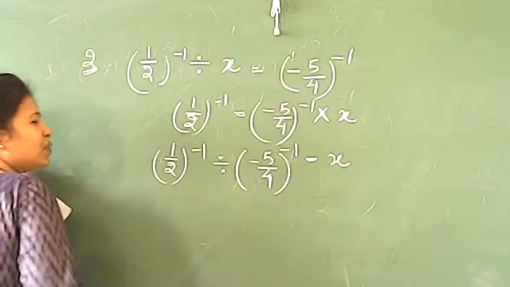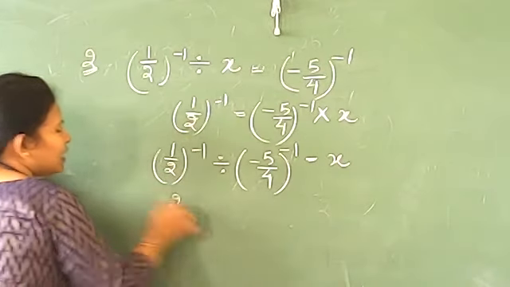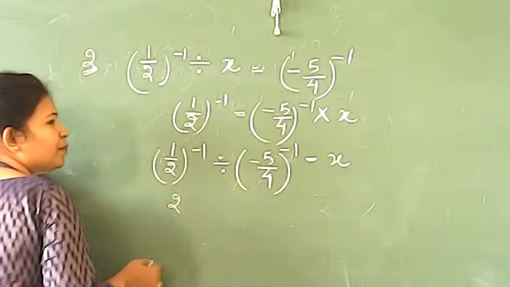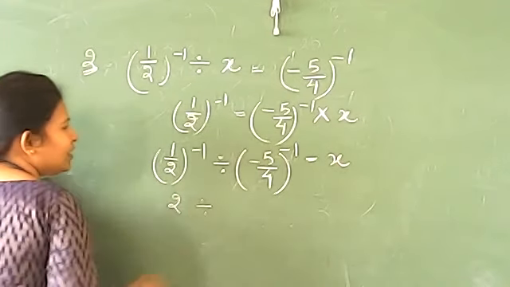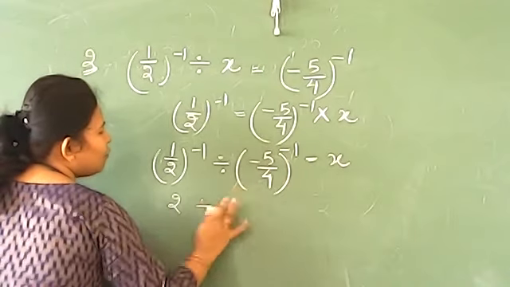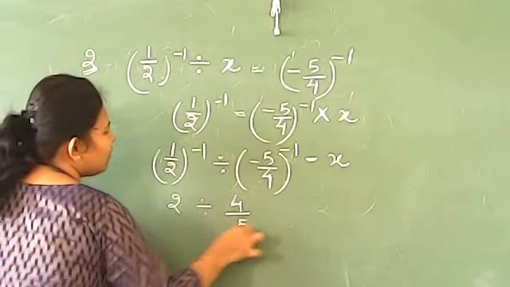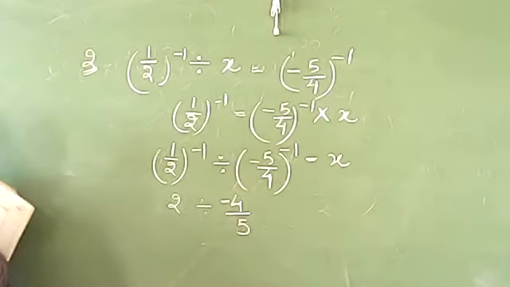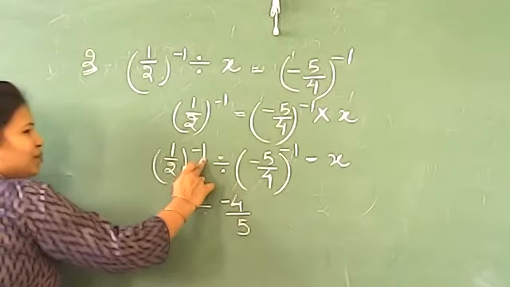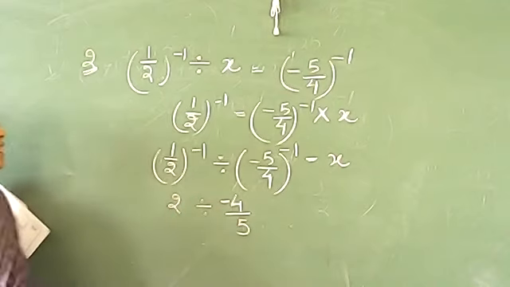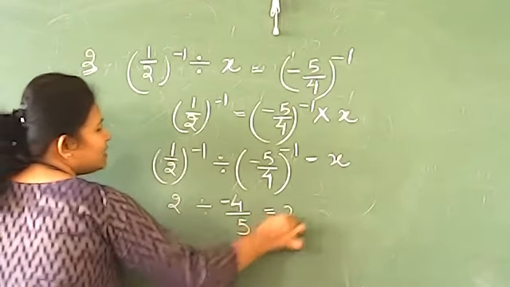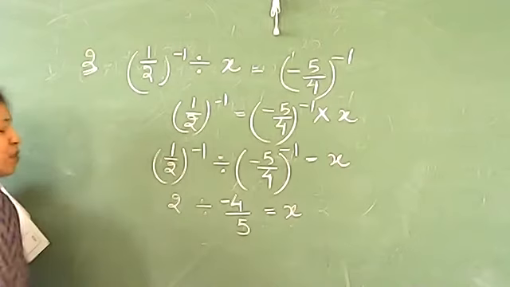Now the simple process: the power is negative, so it will come in the form of the reciprocal, divided by 4 by minus 5. You can have minus 4 by 5 as well. Because it was minus 1 power, for making the power positive you simply take the reciprocal. Now this is x. Now you can simply solve it.